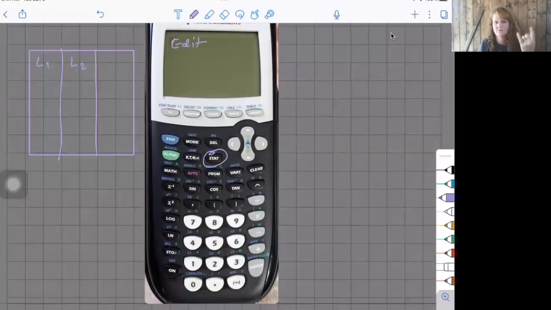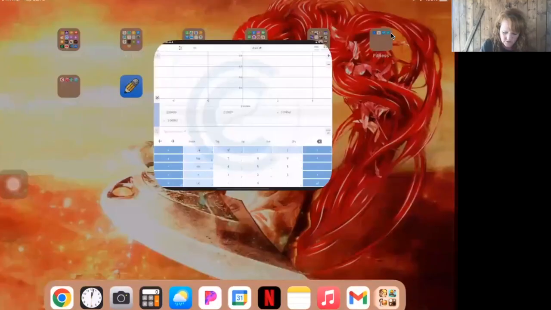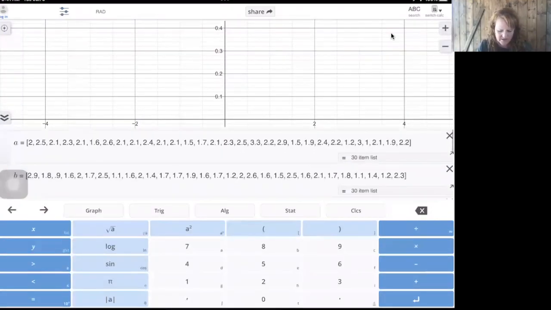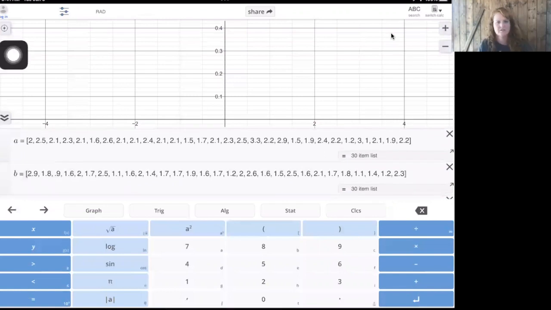So keep those in order. Don't flip them around. And so you're going to have two data lists. For my ClassCalc people, you are going to enter 2 data lists like this. I did this before I started.